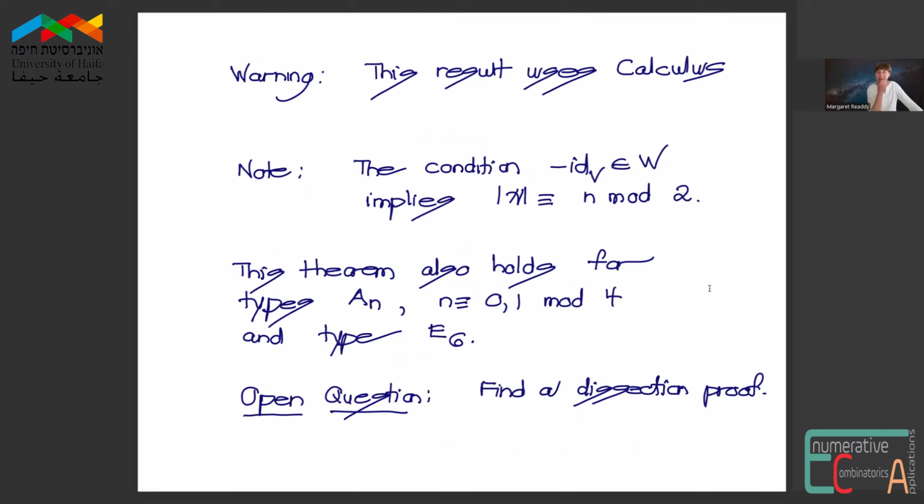Now, the problem here is this result uses calculus. The thing we should point out, this condition that we've always had, this negative of the identity in the Coxeter group, actually implies that the number of hyperplanes in the arrangement and the dimension of the space have the same parity. So this theorem also holds in other types, A_n with n congruent to 0 and 1 mod 4, and E6. The question is to find a dissection proof, because again, the problem is this uses calculus or analysis.